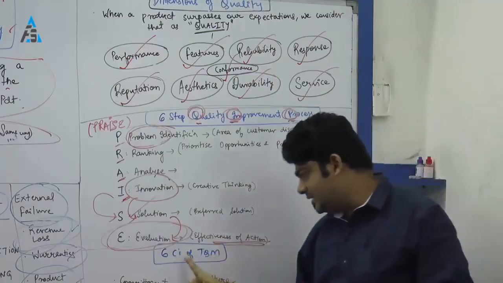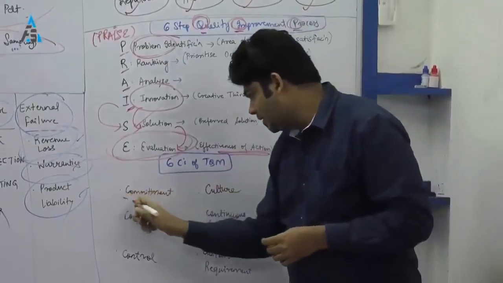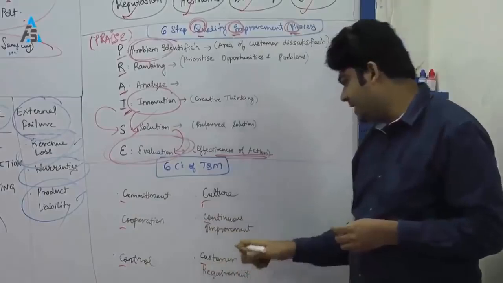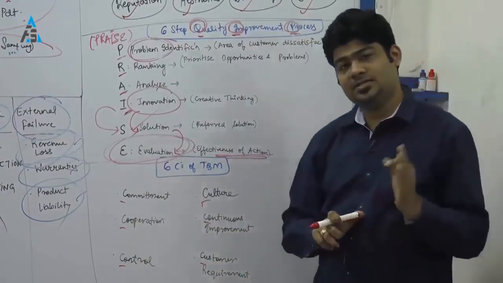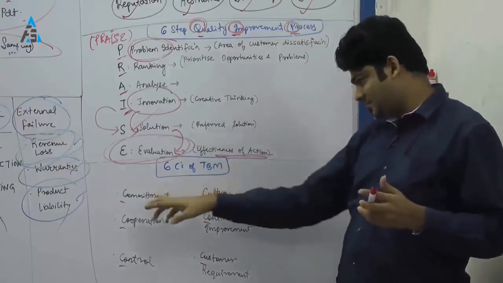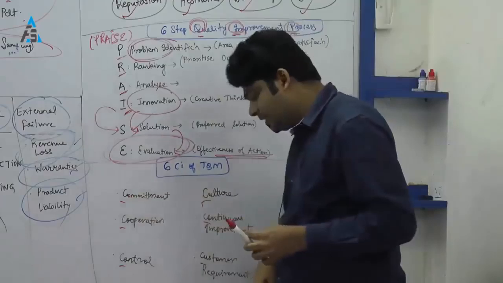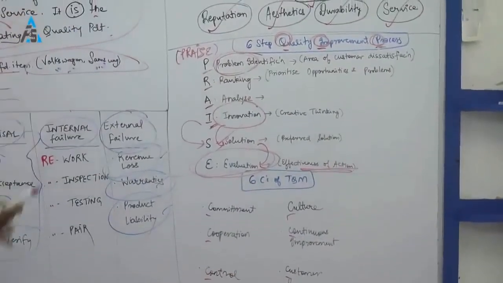Then the 6 C's of TQM. So what are the 6 C's of TQM? Commitment, cooperation, control, culture, continuous improvement, and customer requirement. These are the 6 C's of TQM. Just learn them: commitment, cooperation, control, culture, continuous improvement, and customer requirement. I think it somewhat conforms to what we've studied so far.